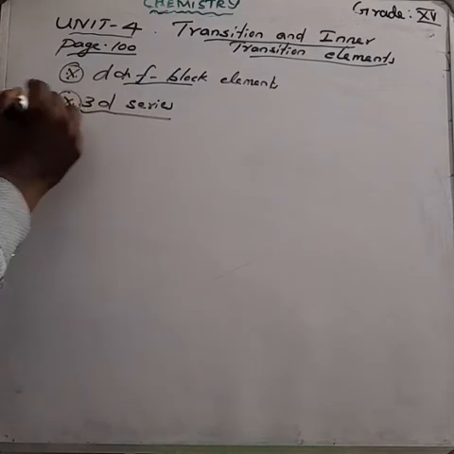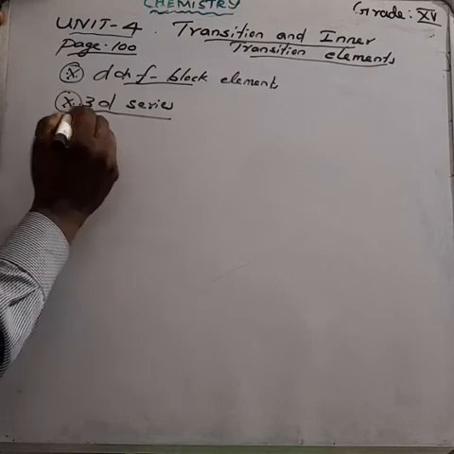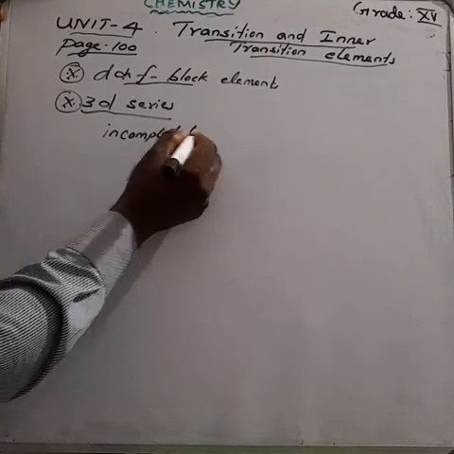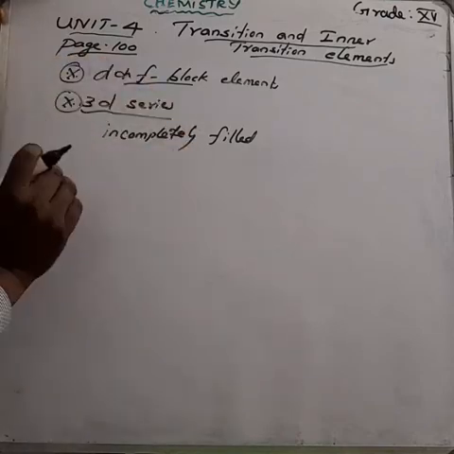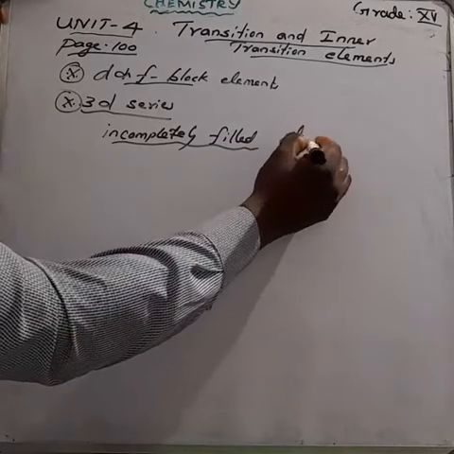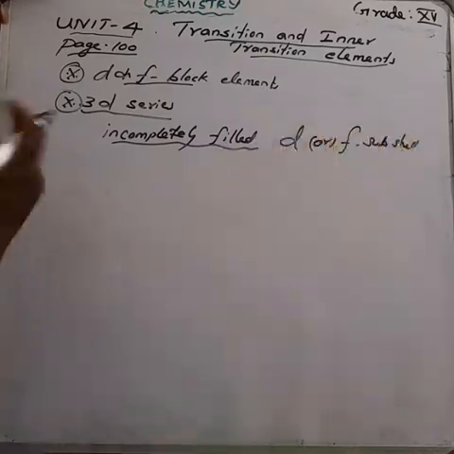Here, what is about the transition element? Before that, we can discuss about the definition for transition element. The metallic element that have incompletely filled D or F subshell in the neutral or cationic state are called transition metals. The metallic elements that have incompletely filled D or F subshell in the neutral or cationic state are called transition metal.